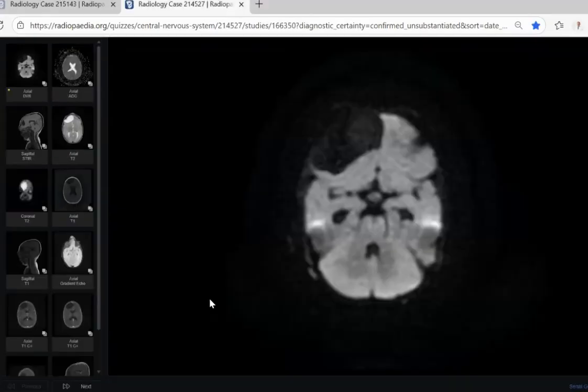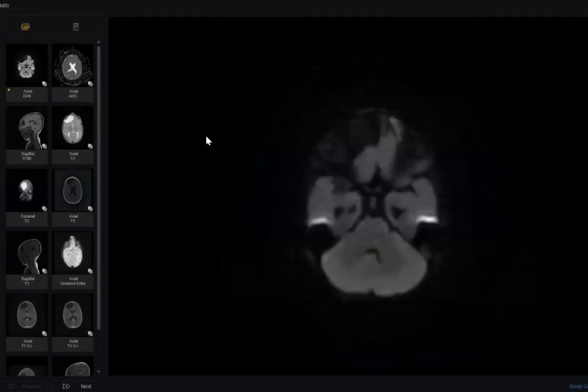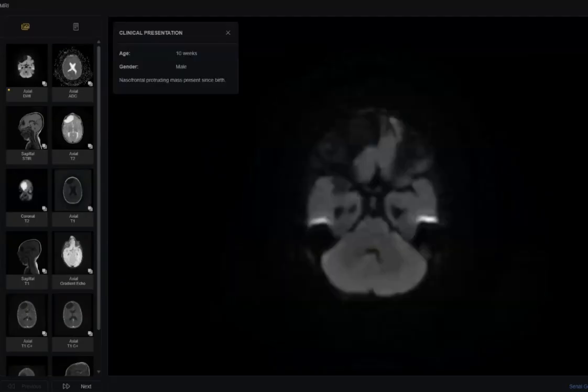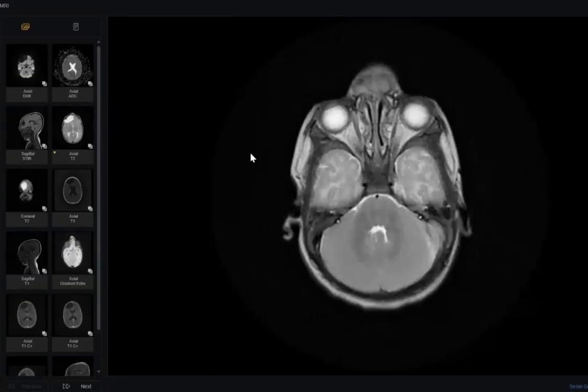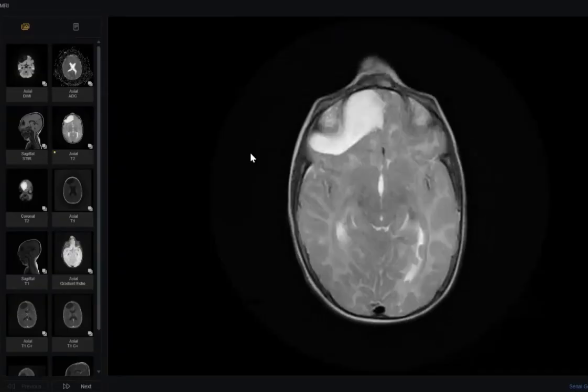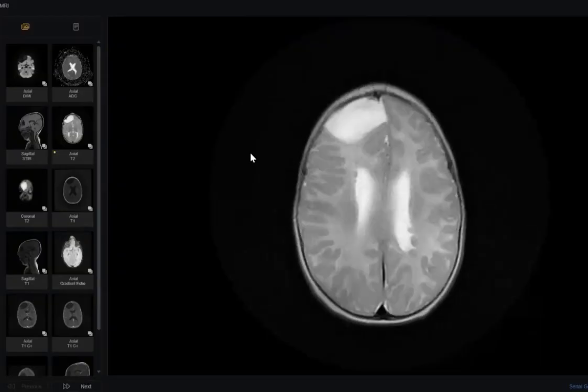Doctor, this is a young child with developmental abnormalities. A 10-week-old male. Go on. These are T2 weighted axial MRI images of the brain of a 10-week-old child having developmental abnormalities.